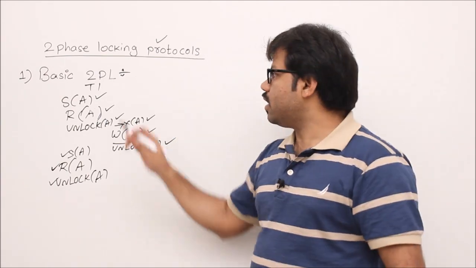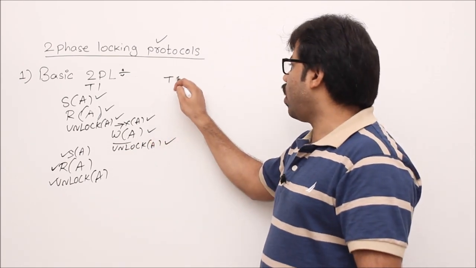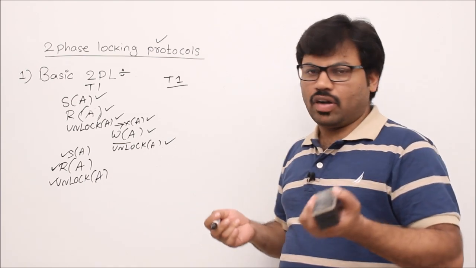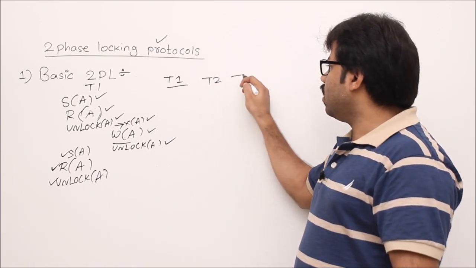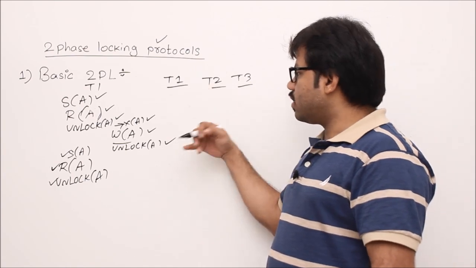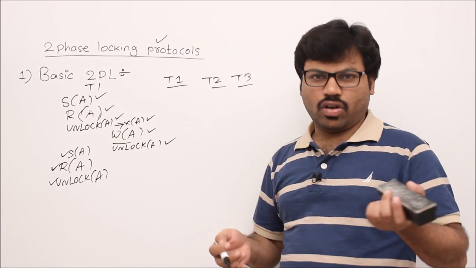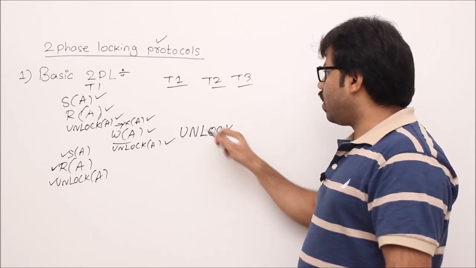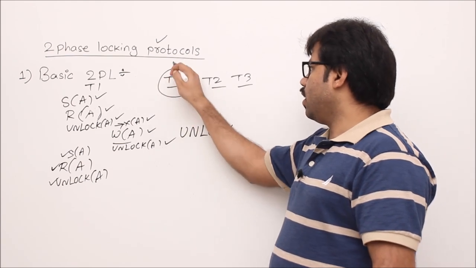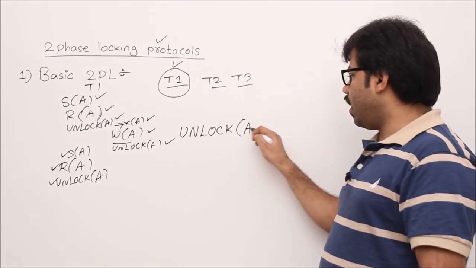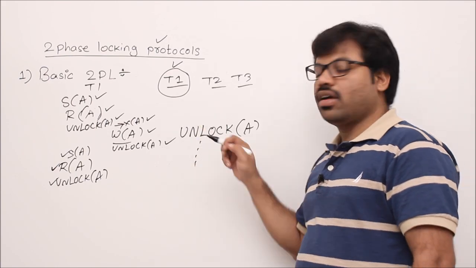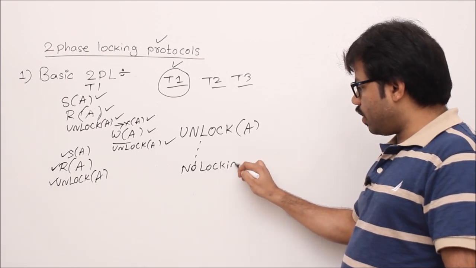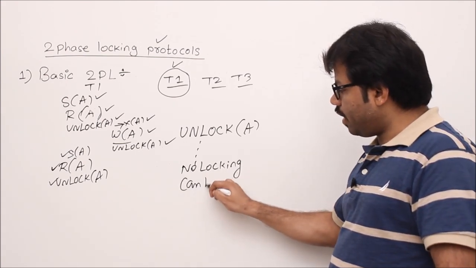I will tell you. In basic 2PL, every transaction should follow this rule. That is, it can lock any data item at any time, not a problem. So every transaction is going to take some locks, that means they are going to acquire some locks. Then after some time, at any time if you release, that means one transaction, I am talking about T1, let's say, if T1 unlocks a data item A, further T1 cannot lock any data item. After that, no locking can be done. Try to understand this point.